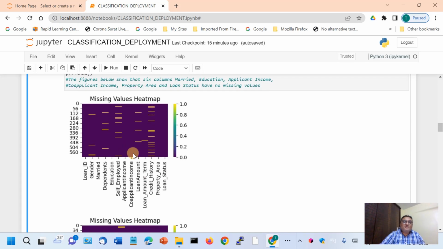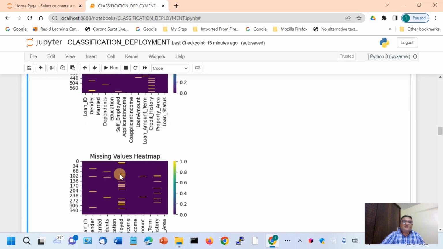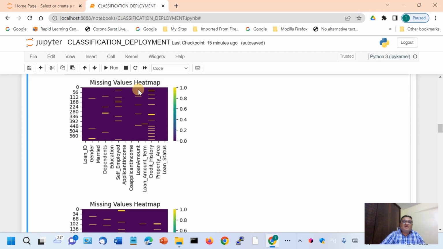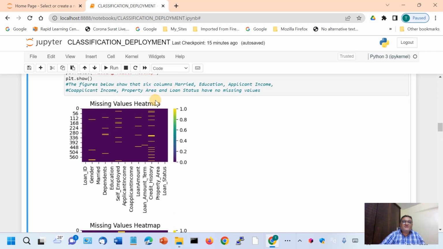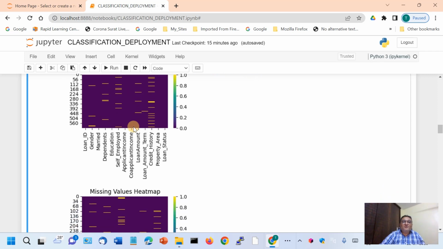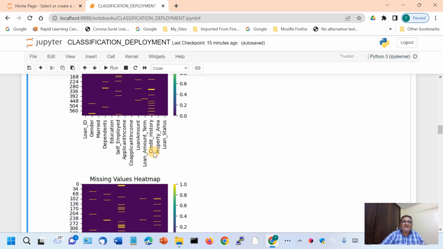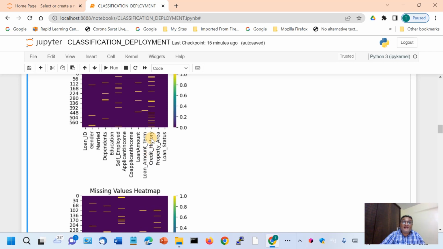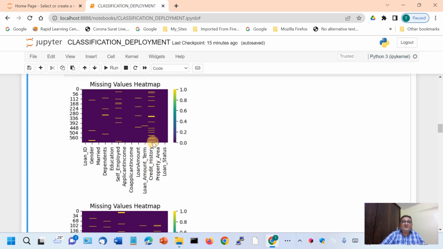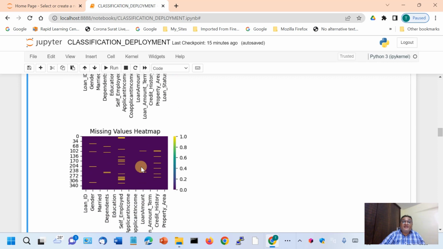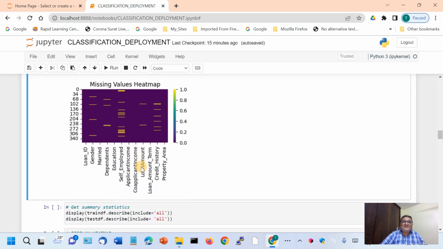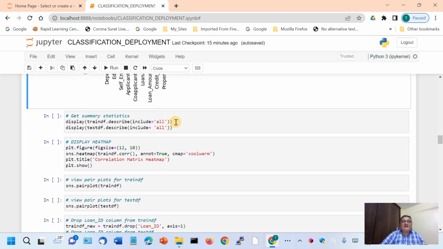Applicant income also has no missing value. Co-applicant income also has no missing value. Then loan amount has some missing values. That is, some treatment is required because otherwise, without knowing loan amount, how can you predict whether or not that loan should be granted? Credit history has a large number of missing values. And later on, we will see that credit history is the most important parameter which will decide whether or not loan should be granted. So this is how it is.